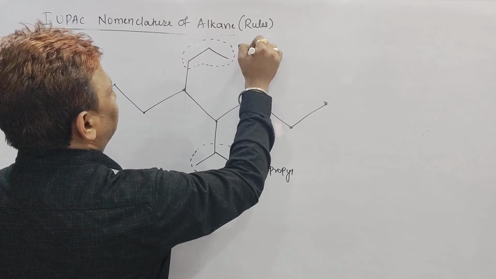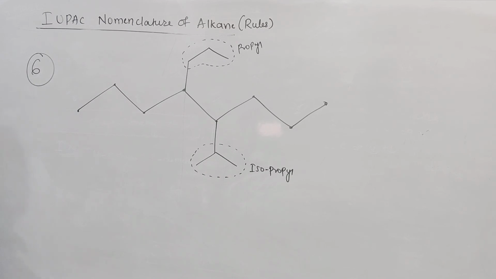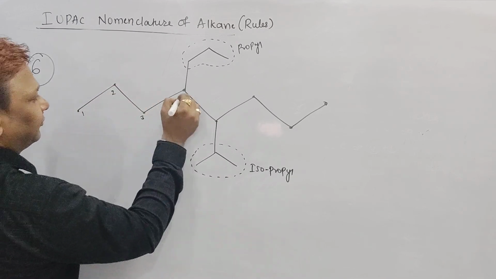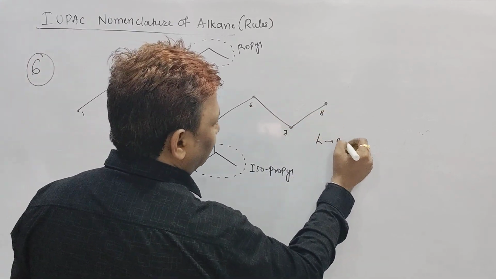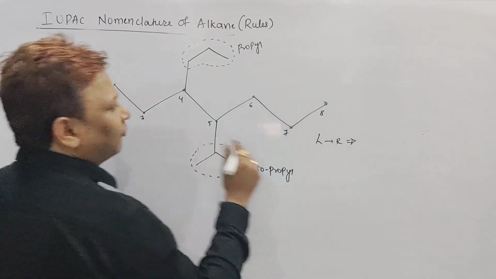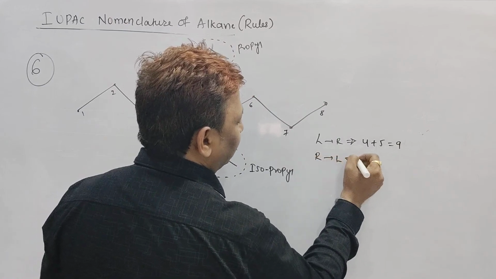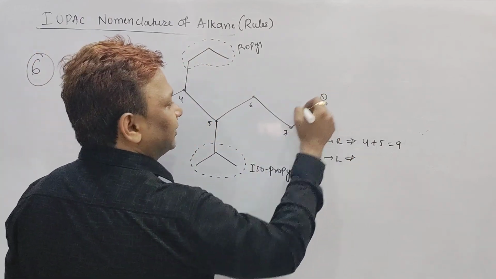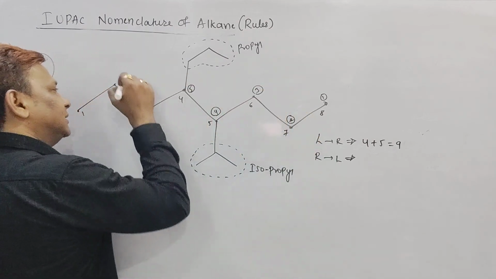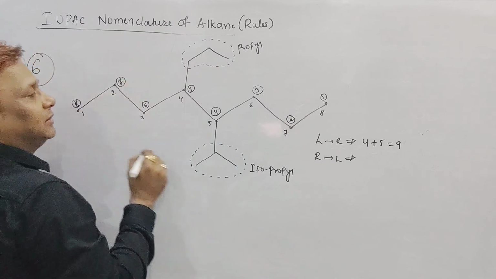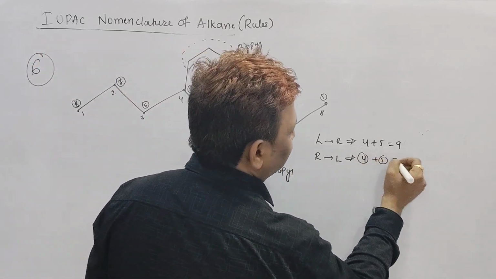This group must be called as what? Propyl. And this group is called as what? Isopropyl. Is it clear? Now numbering sir. Beta 1, 2, 3, 4, 5, 6, 7, 8. Sir, when we are going from left to right for the numbering, my substituent is coming on 4 and 5 position. 5 plus 4 equal to 9. Now start the numbering from right to left beta. This is 1, then 2, then 3, 4, 5, 6, 7 and 8 beta. Now also my substituent is on 4 and 5 position. 4 plus 5 that is equal to 9.